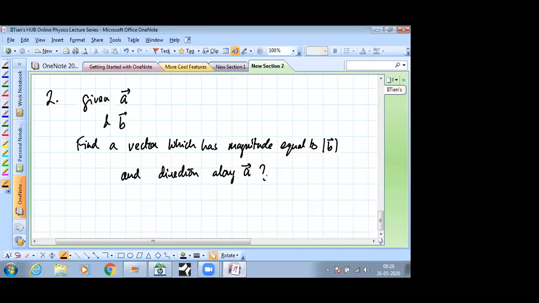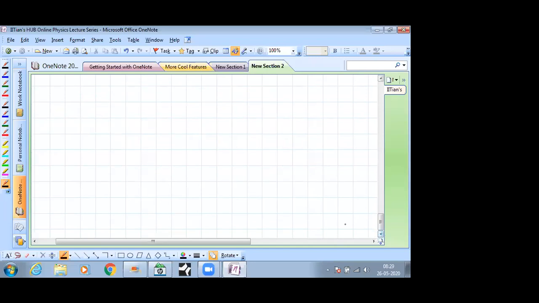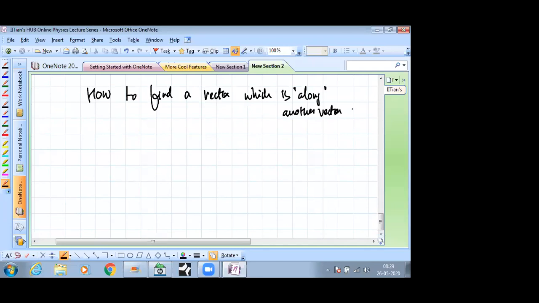So let's first understand the concept of what we have to do in a question like this. It's quite easy to find the magnitude of the vector B once it is given. But how do we find that vector which has direction the same as another vector? Let's look at this here. So how to find a vector which is along another vector C. So for this, I'll just say recall something.